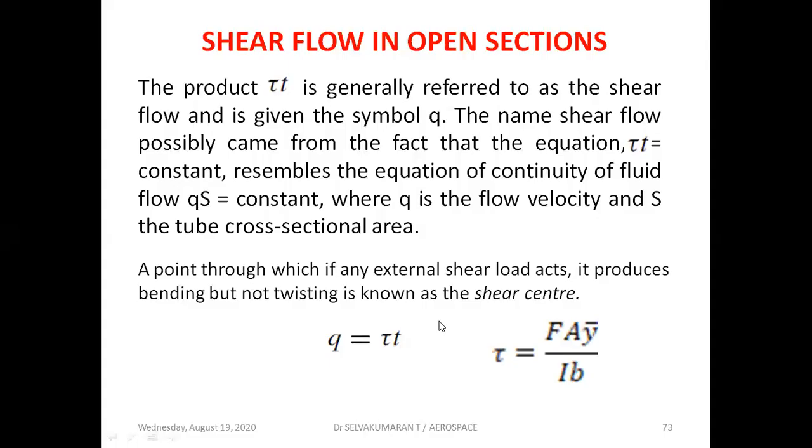If you take the torsion equation, T by J is equal to G theta by L is equal to tau by R, tau is a torsional shear stress. So when you calculate the shear flow whenever a section is subjected to torsion, I can call it a torsional shear flow. When a beam is subjected to bending, the shear flow generated I can call a flexural shear flow. These things you must understand. Generally we will call it shear flow, but we should know the technical difference between flexural shear flow and torsional shear flow.